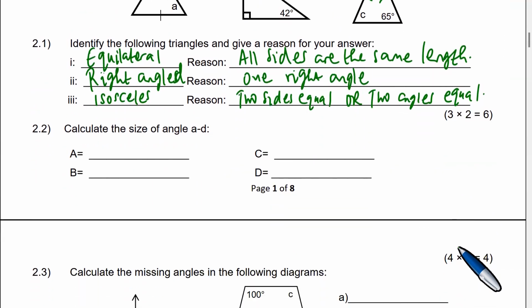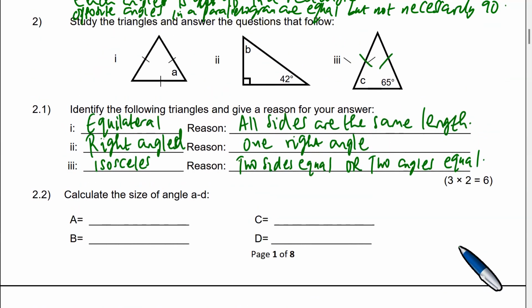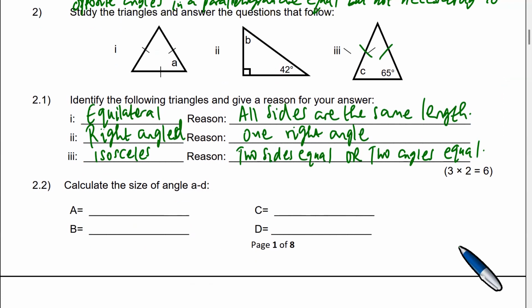Okay, 2.2. Calculate the size of angle A to D. Okay, let's check this one. Calculate the size of angle A to D. What is angle A in your view? We're looking for the size of angle A. What is the size of this angle? What do you think the size is? Says it is 40.